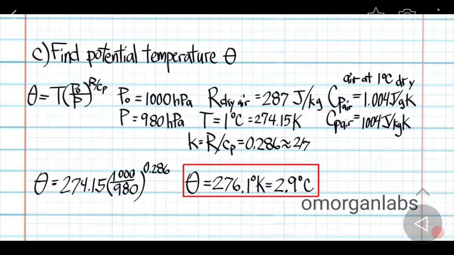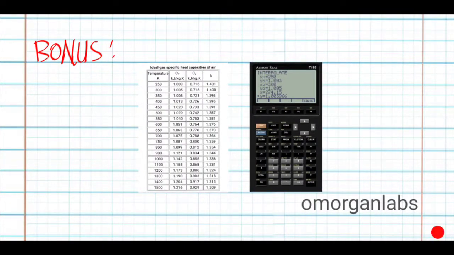So as a bonus, if you want to keep watching, here is the table for your specific heats at constant pressure, your CP. As you see here, I saw CP at 250 and CP at 300. And in my calculator, my TI-85, I used the interpolation function to find that. All right, so if you don't know how to do that, or if you have a TI-84 calculator, you can go to my tutorials GCT001 or GCT002 to figure out how to do interpolations.